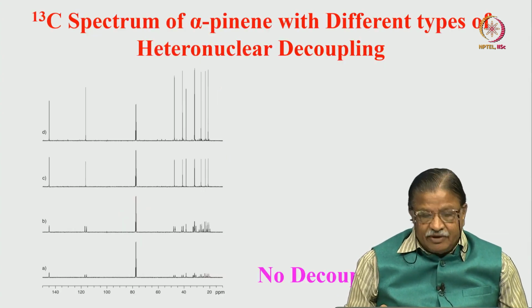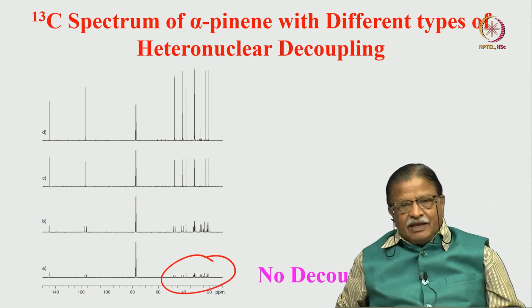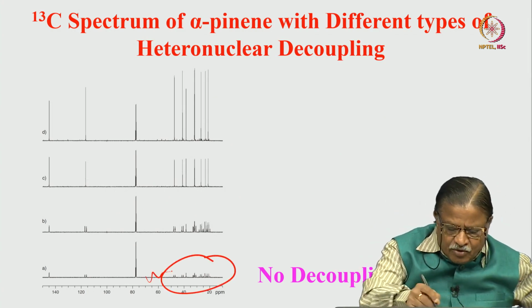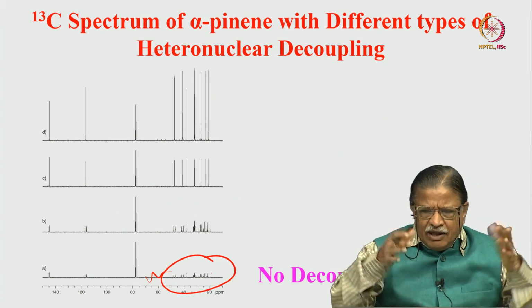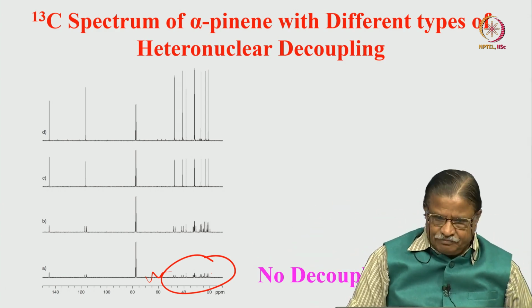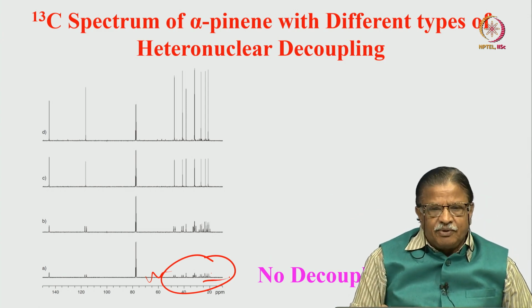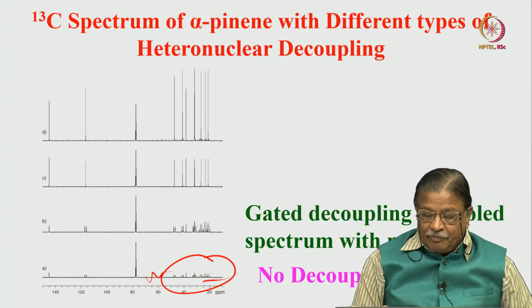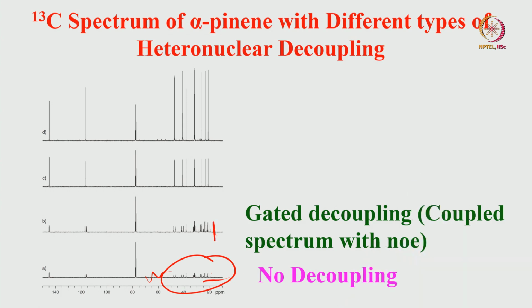And this comparison will tell you, this is a spectrum without any decoupling. Can you see this one? The signal to noise is so poor, weak signals have very weak intensity. No decoupling, so there is a lot of multiplicity, each peak split into doublet, triplet, quartet like that. As a consequence, signal to noise ratio is very poor. This one is gated decoupling, that is a coupled spectrum with NOE, with more signal intensity. See the comparison, already you have got a better signal to noise ratio.